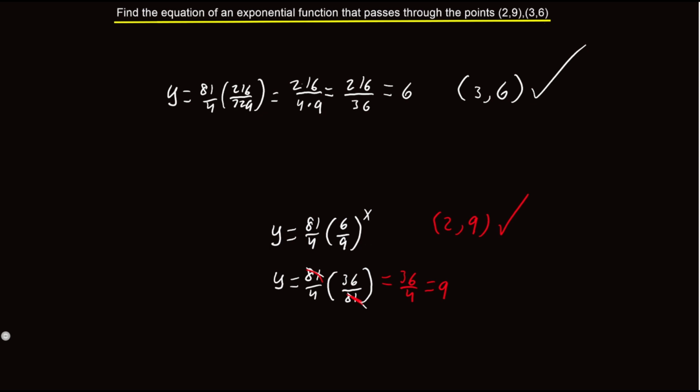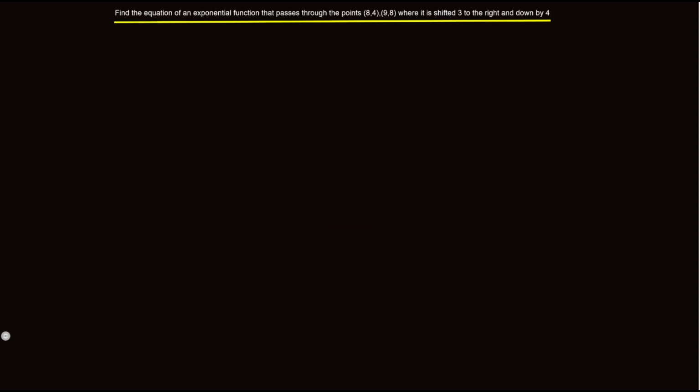And we will go ahead and look at one more example, and we will go ahead and find a and b again, but this time with a vertical shift and horizontal shift. So let's go ahead and look at the other example. So in this example, it is kind of like the previous one, but it has a vertical shift and horizontal shift this time. So we have to find the equation of an exponential function that passes through the points (8, 4) and (9, 8), where it is shifted 3 to the right and down by 4.